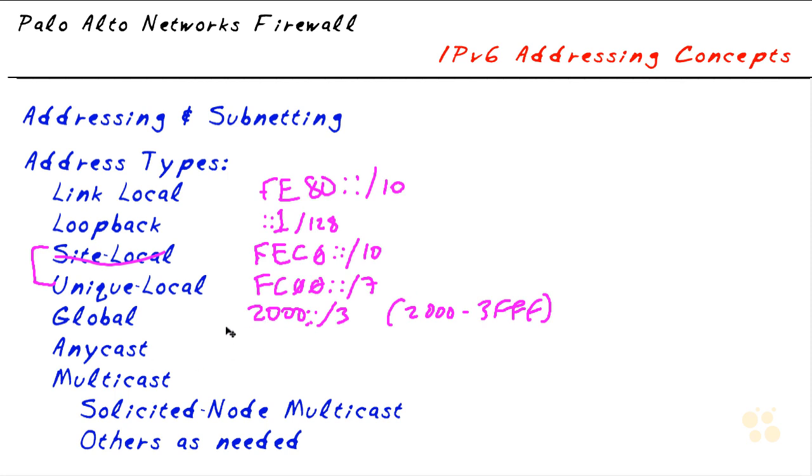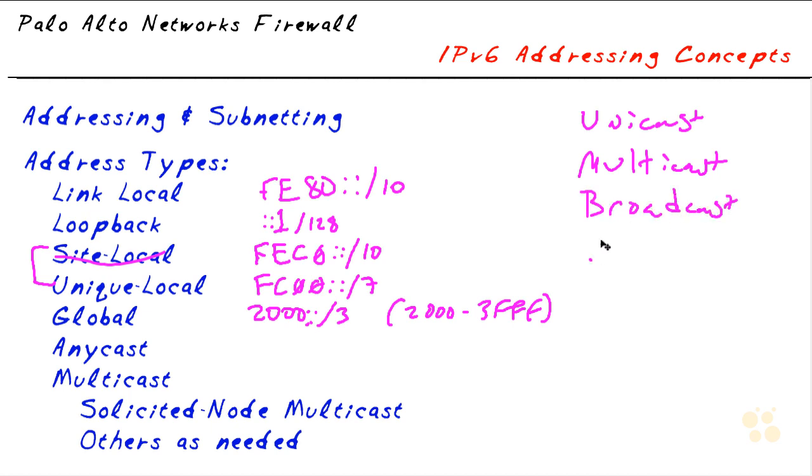Anycast. Okay, so now Anycast is an interesting concept. So just backing up a little bit, from a type of address standpoint, you have unicast, you have multicast, we all know and love from the world of IPv4, broadcast, and we have Anycast.